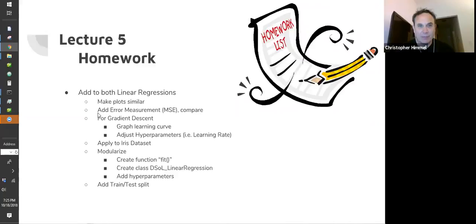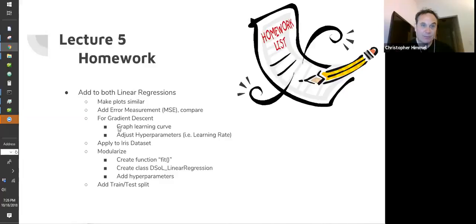Something else that would be good homework: compare the errors between these two. I want to see somebody do that. Give an idea of which one has the better answer. We know which one has the better answer, but I want to see that in numbers.